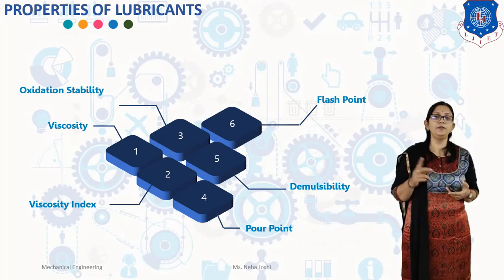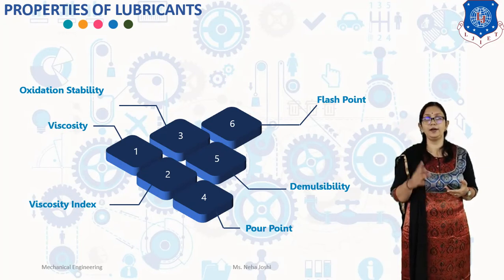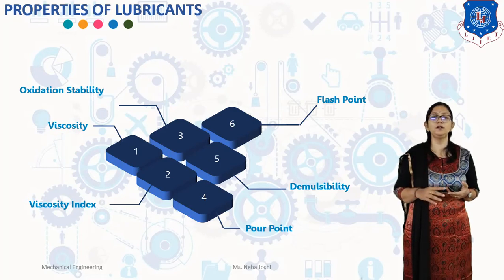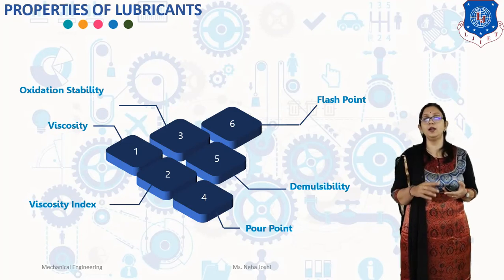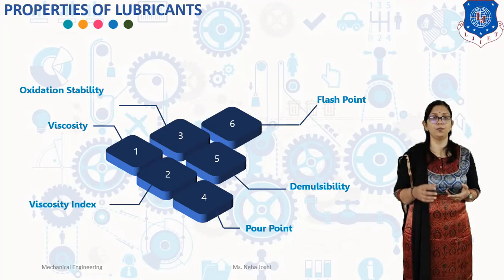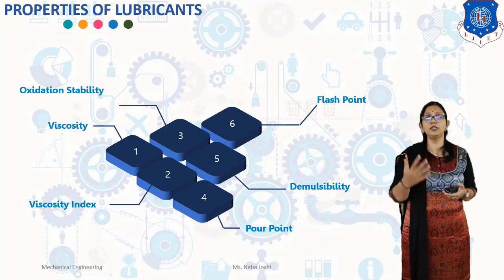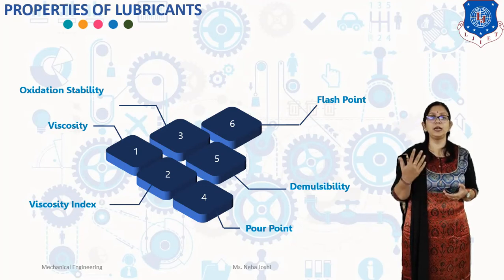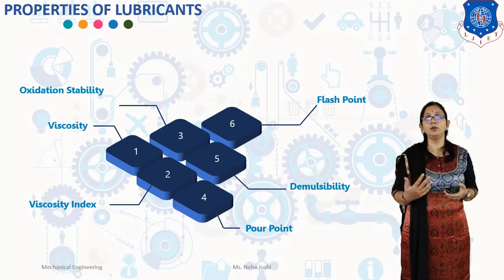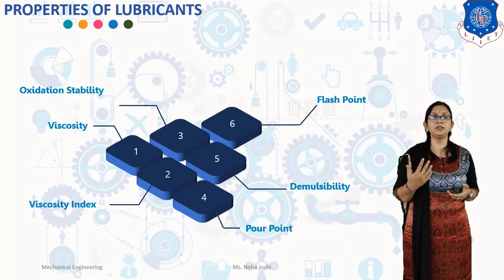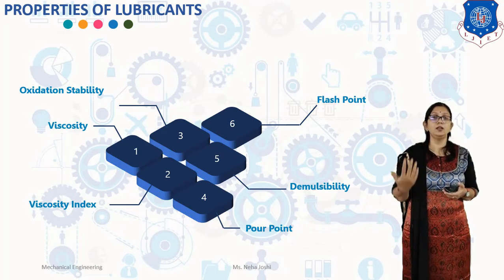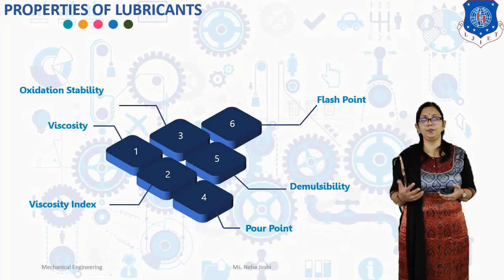Higher viscosity lubricants are thick and don't flow easily, while lower viscosity lubricants have a consistency closer to water and do flow. Then next one is viscosity index, the rate of change in viscosity with changes in temperature. In other words, how much viscosity changes as temperature changes. Third one is oxidation stability.